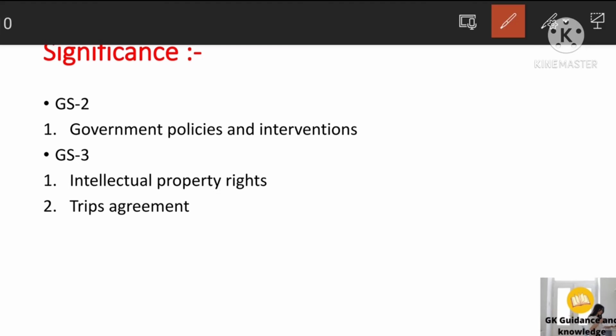The significance of this question is that it can be asked in GS paper 2 under government policies and interventions, and GS paper 3 under intellectual property rights and the TRIPS agreement. If asked in GS paper 2, as we discussed before, we start with the constitutional angle. If asked in GS paper 3, you can start with the definition of IP and patent, and then the TRIPS agreement. And in the best case, if you have none of them, you can start with current affairs.